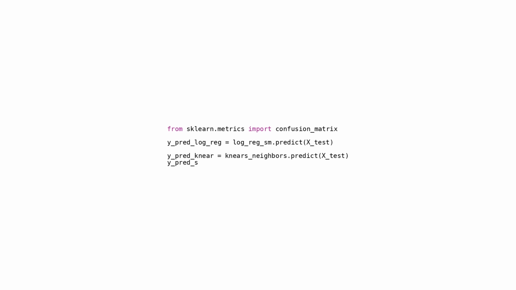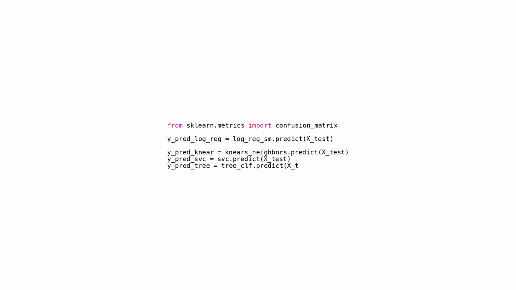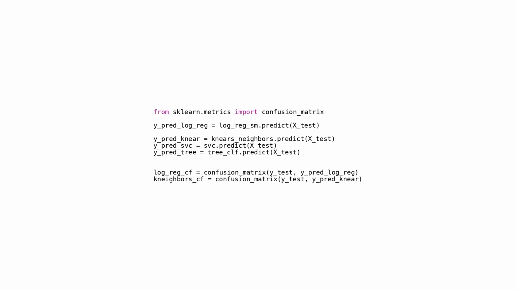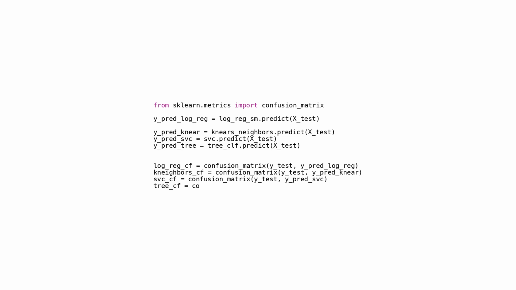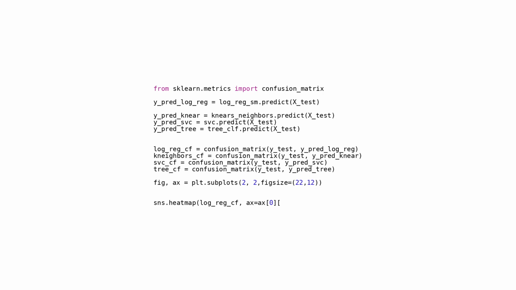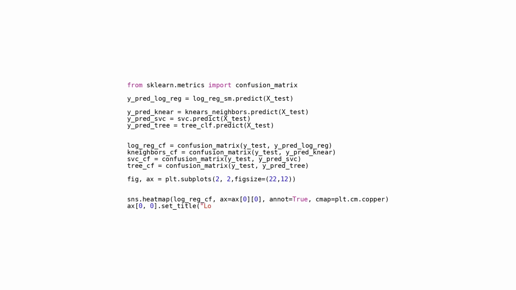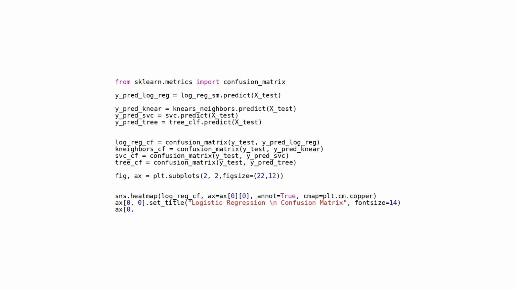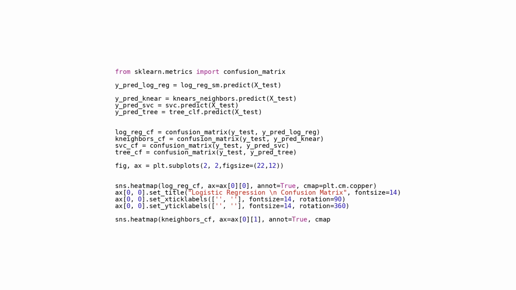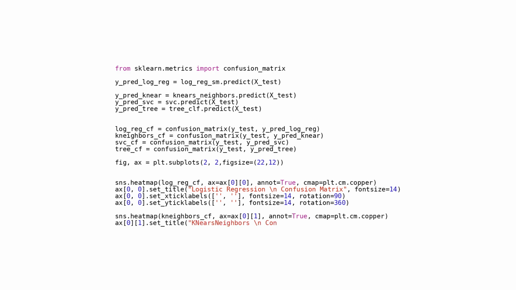This text describes generating confusion matrices for multiple machine learning models and visualizing the results using heat maps. The steps involved are: 1. 4 machine learning models, log_reg_sm, kneighbors, svc, tree_clf, are used to make predictions on the test data, x_test. 2. Confusion matrices are calculated for each model by comparing the true labels, y_test, with the predicted labels.